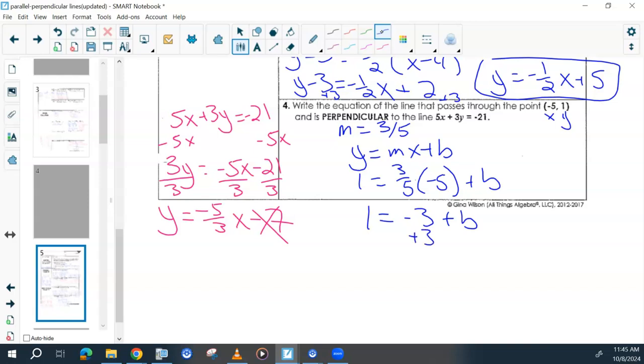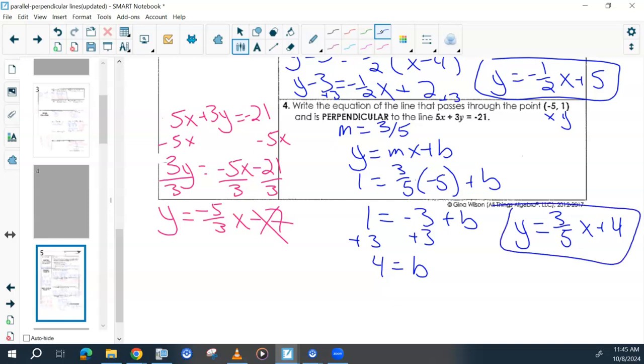Yeah, did you have a question? So if I were to rewrite our final equation using our slope and y-intercept, what would that equation be? Y equals, what's our slope? Over 5, x, and then our y-intercept. 4. Yes.